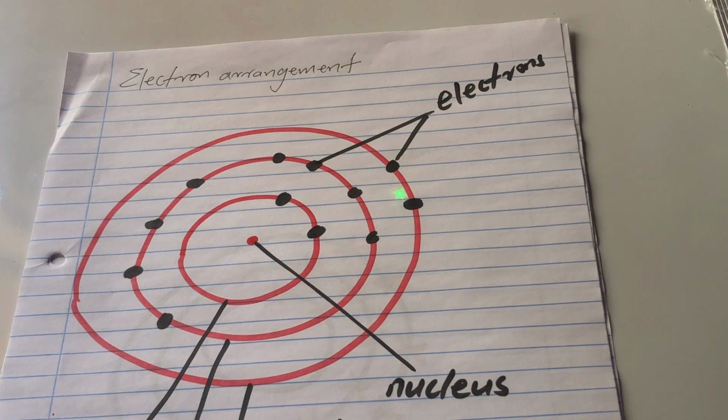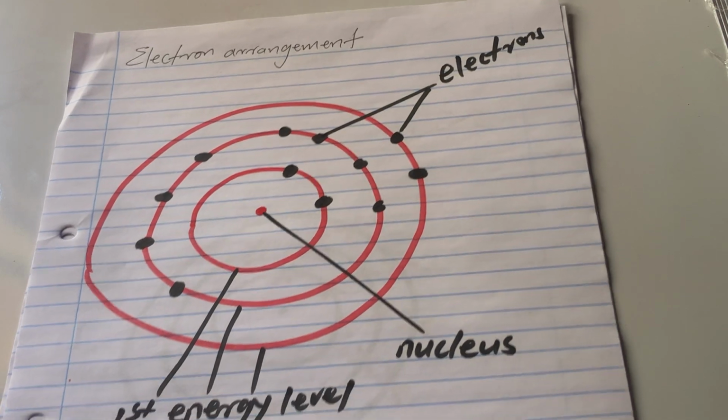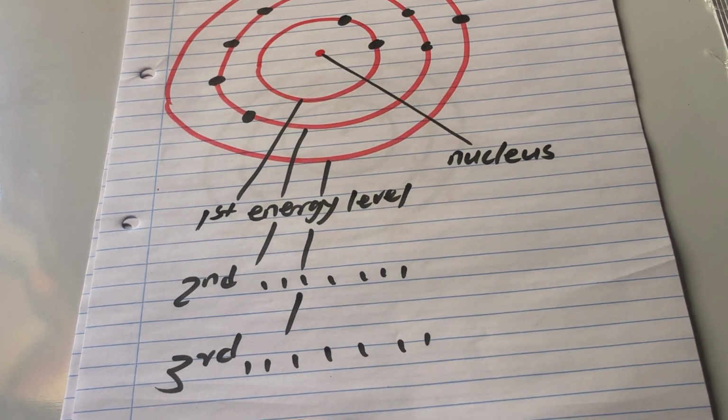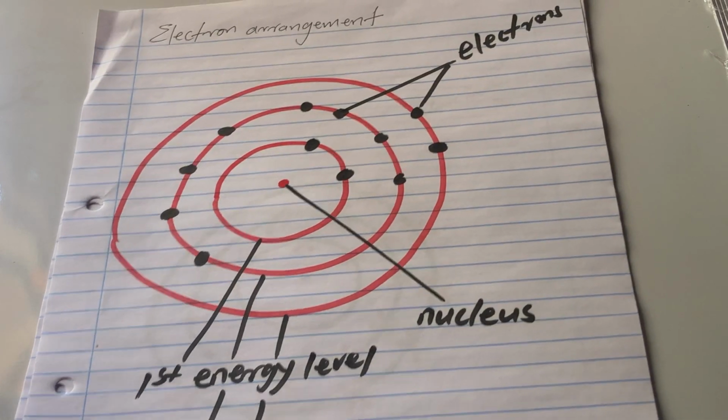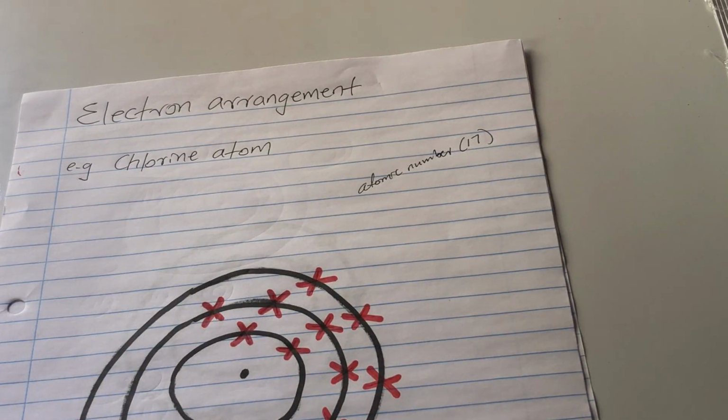So the electrons that are found in the outer shell are called valence electrons. In this example, I have 2 valence electrons. So let's go to examples and see how we can fill the electrons of different atoms.